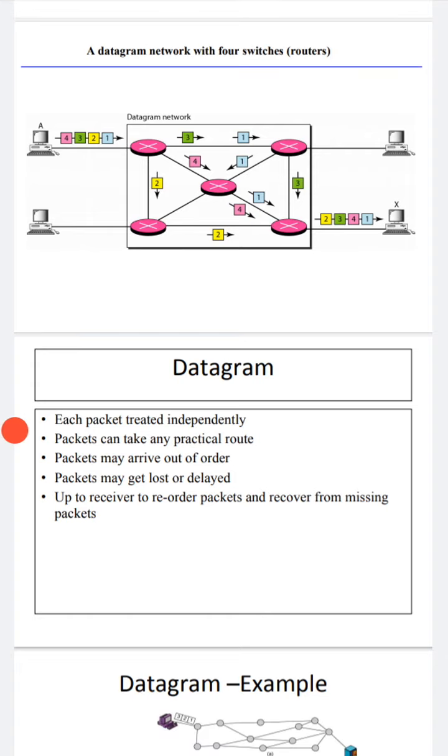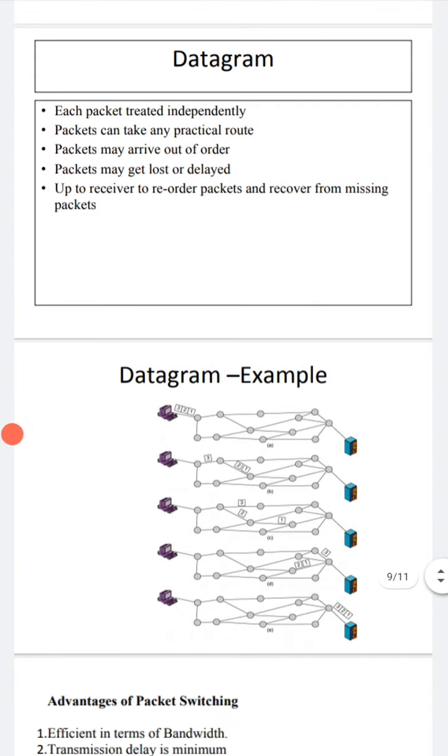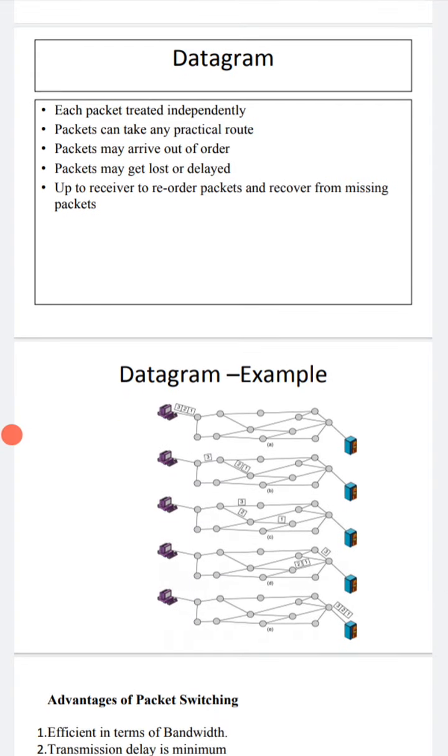Okay. In a datagram network, each packet is treated independently. The packets can take any practical route. Packets may arrive out of order. Packets may get lost or delayed. In the packet switching datagram network, it is up to the receiver to reorder packets and recover from missing packets.